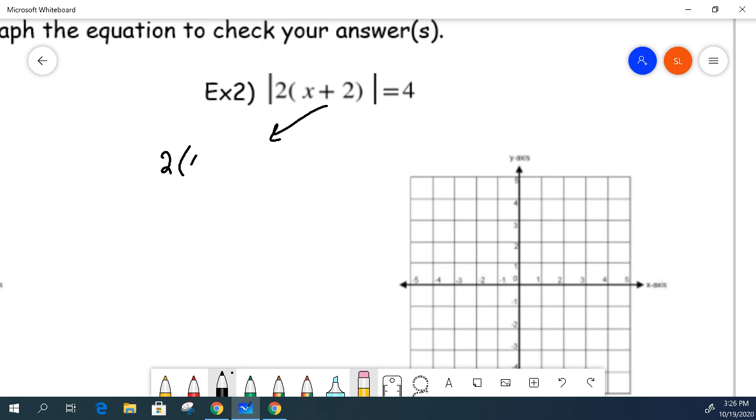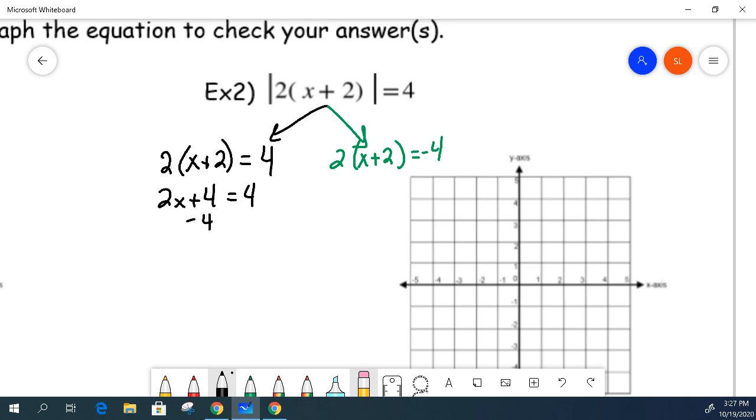So we're going to have 2x plus 2 equals 4. Then we're going to have our 2 times x plus 2 equals negative 4. We'll go ahead and distribute. Subtract the 4. Divide by the 2. So in this case, we have x equals 0.